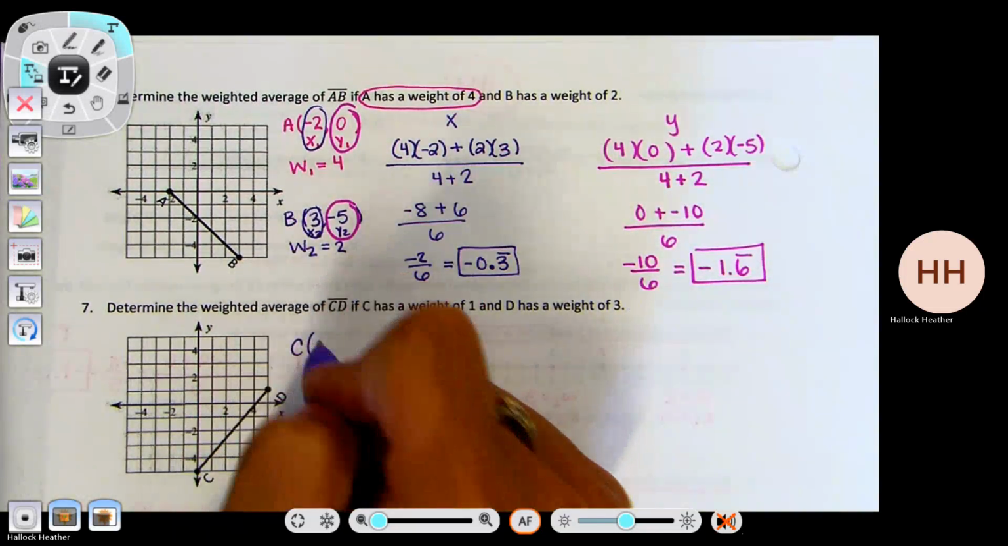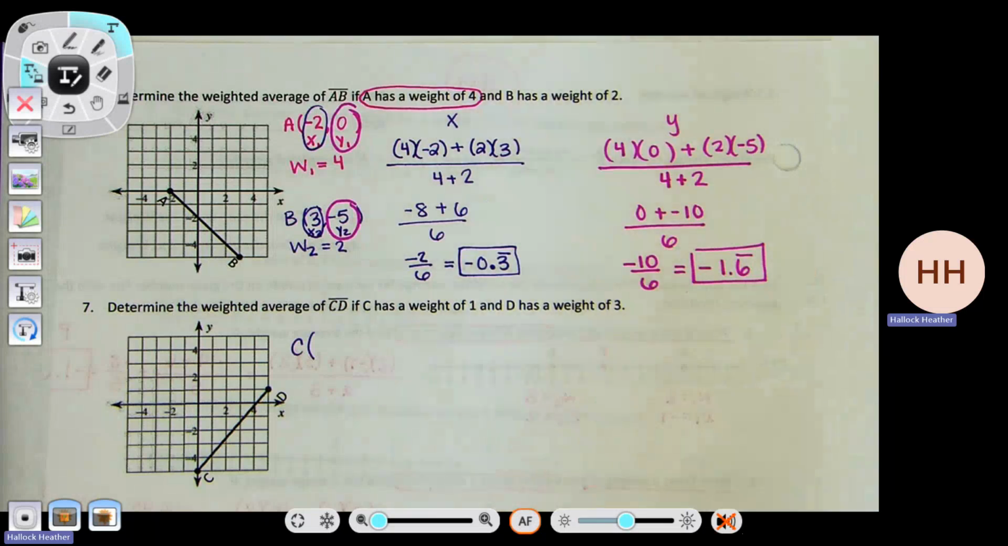They will always give you the weight. Yes, you're only ever finding the average weight. You'll never have to go the opposite way.